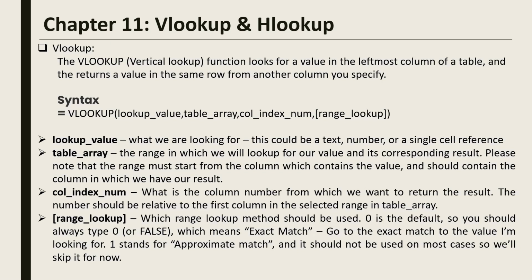The syntax used for the Vlookup is VLOOKUP, and the first argument is lookup value. What is lookup value? The value which we are looking for. It can be text, a number, or a single cell reference. The second argument which we need to enter is the table array. Table array is the range in which we look for the value and its corresponding result.